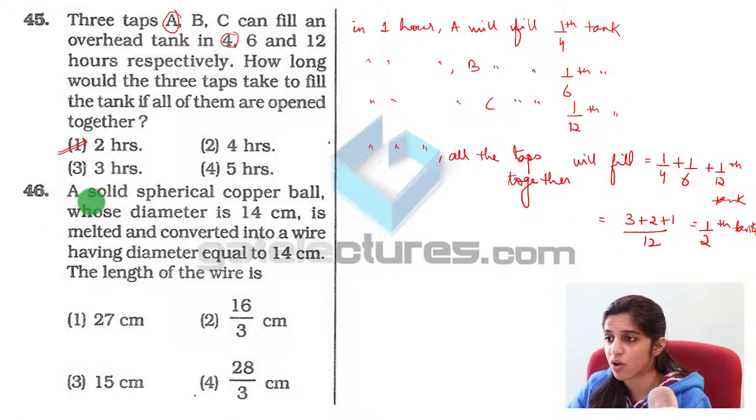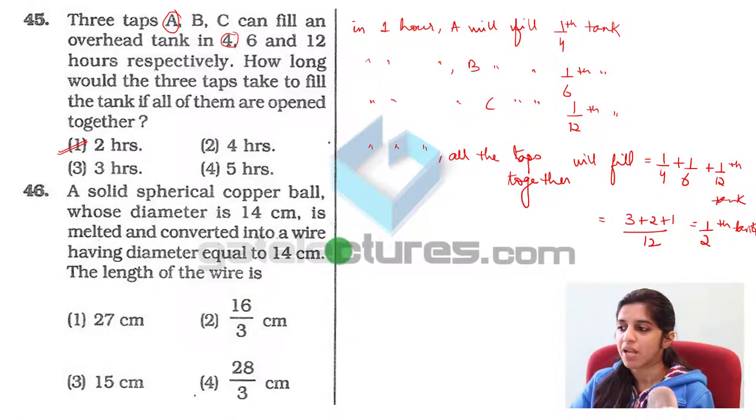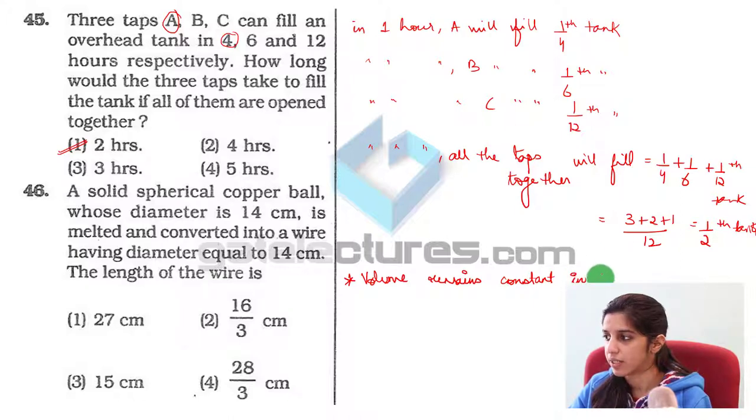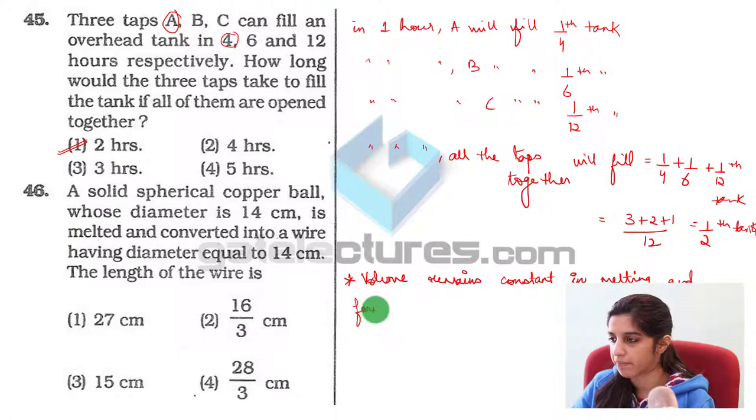Now look at the next question. A solid spherical copper ball whose diameter is 14 centimeters is melted and converted into a wire having diameter equal to 14. See, whenever you are melting some shape and forming another shape, one thing that you have to remember is volume remains constant in melting and forming other shapes.